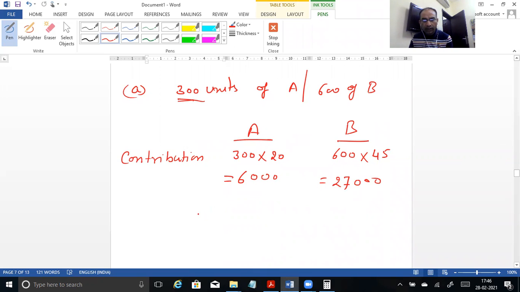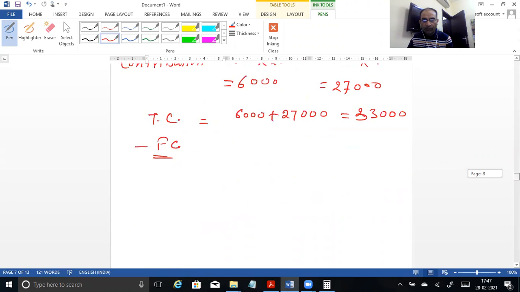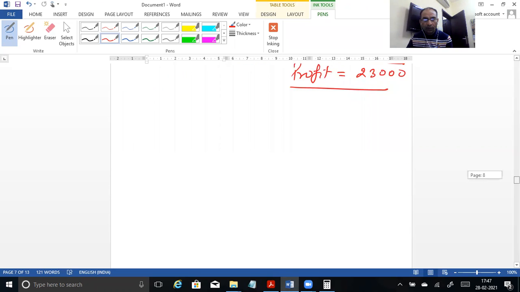So now, total contribution, how much are we getting, including A and B? So total contribution here comes to 6,000 plus 27,000, right? So it will be 33,000. 33,000 will be the total contribution. From this, we will subtract the fixed cost. How much fixed cost is given to us in the question? They have given us a total fixed cost of 10,000 per annum. So 10,000 is the total fixed cost. If we minus fixed cost, we will get 23,000 of profit. So if option A is selected, our profit will be 23,000.